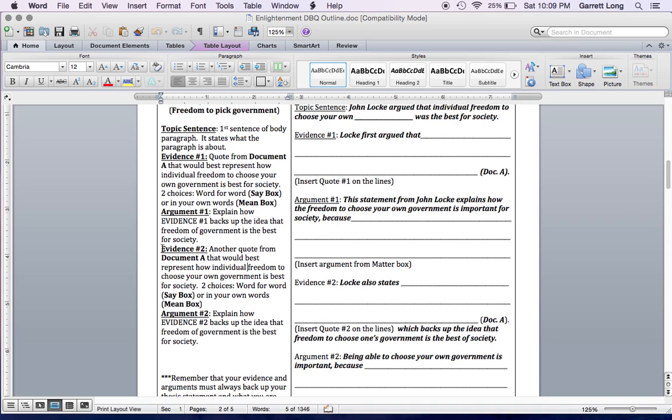All right, looking at our fourth part of our body paragraph number one. You are going to get your second quote. Okay, another quote from document A that would best represent how individual freedom to choose your own government is best for society. Once again, guys, you have your two choices. You can either write the quote word for word, which is the say box, or you can write the explanation of the quote, which would be the mean box. So this is how it would read.